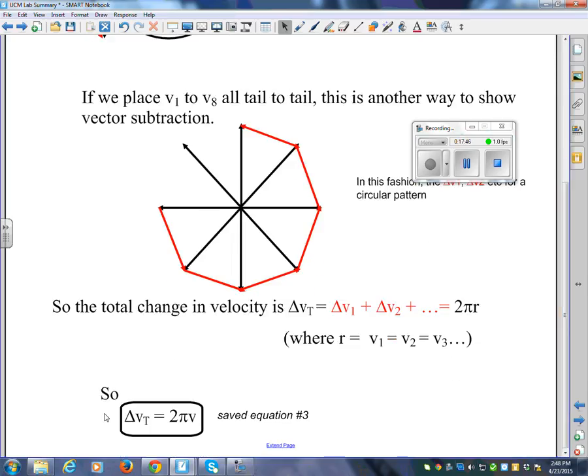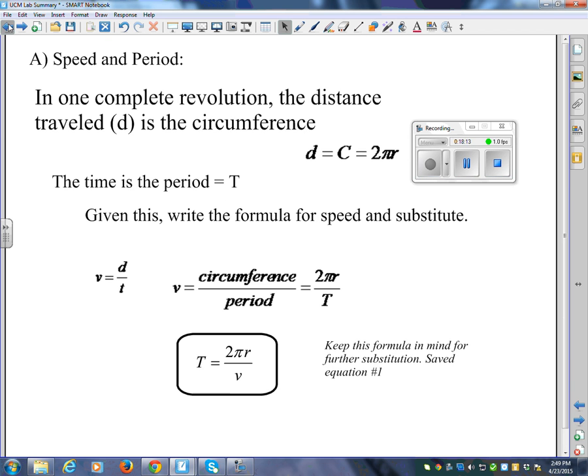So, delta VT from 2 pi r is 2 pi v. Why v? Because, as Adam said, the radius of this red circle is the black one, which is the initial velocity, 2 pi v. That's saved equation number 3. I promise you I'm not going to save any more equations. We're going to start putting them back together again. I have saved equation number 3, equation number 2, and equation number 1. And we're now going to put them together.